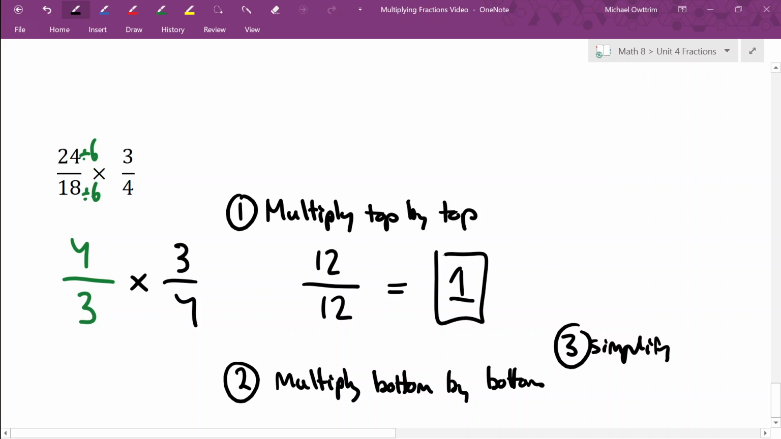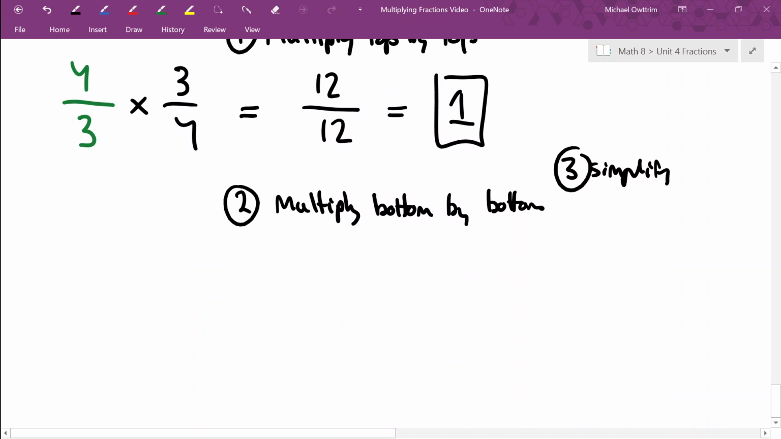So you can see there how my simplification trick at the start makes that a lot easier, keeps my numbers a lot smaller. I could, of course, do 24 times 3 and 18 times 4, but since those are outside of my times table, that's a little bit harder. So simplifying and rewriting that problem in a simpler way is obviously a little bit easier to engage in. So those are some of your basic types of fraction problems.